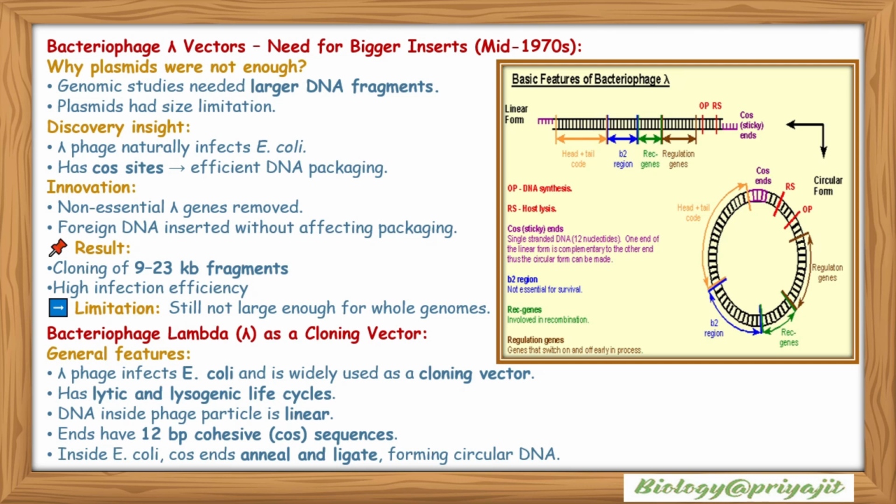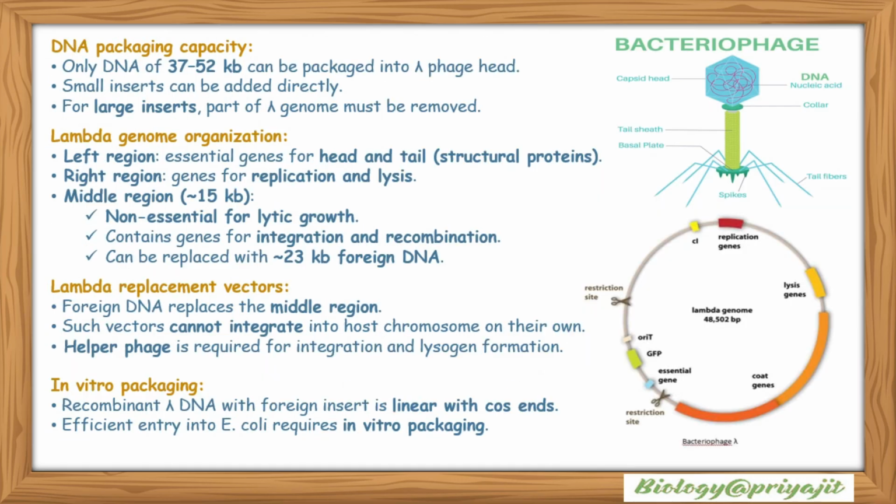Bacteriophage lambda as a cloning vector has some general features. Lambda phage infects E. coli and is widely used as a cloning vector. It has both lytic and lysogenic life cycles. DNA inside the phage particle is linear, but it ends in 12 bp cohesive or cos sequences. Inside E. coli, the cos ends anneal and ligate, forming a circular DNA. DNA packaging capacity: only DNA of 37 to 52 kb can be packaged into the lambda phage head. Small inserts can be added directly. For large inserts, part of the lambda genome must be removed.